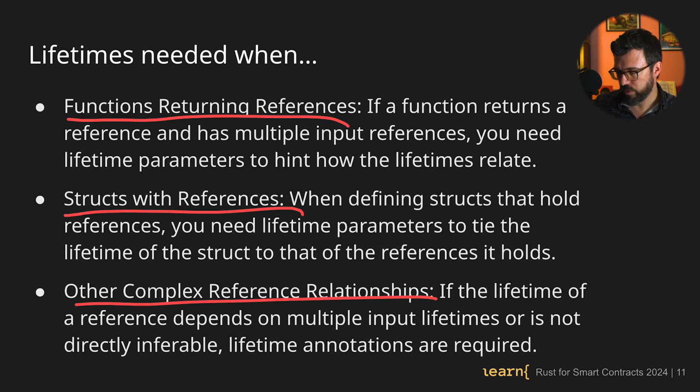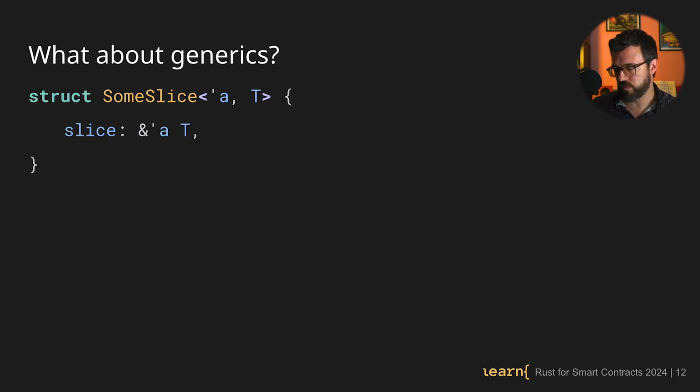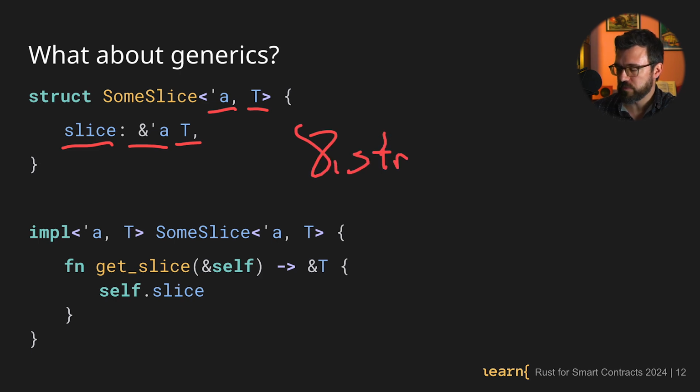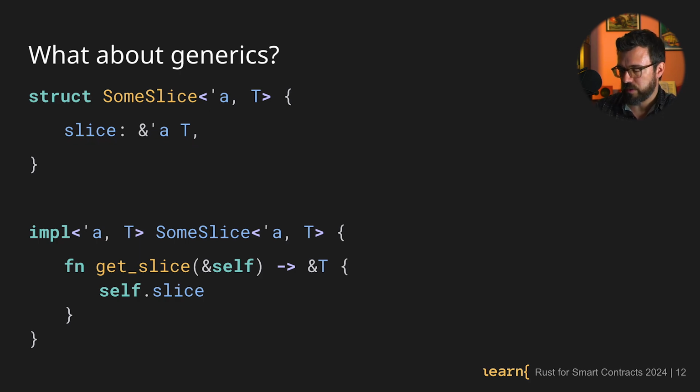So what if you need both? Well, then you use this kind of format where you list your lifetimes and generics here, comma separated, and your generics also can have lifetimes. So here we have a slice, and it's not necessarily this, right? I shouldn't even call it some slice anymore. I should call it some reference. It's not necessarily a string slice. It could be a reference to something else.